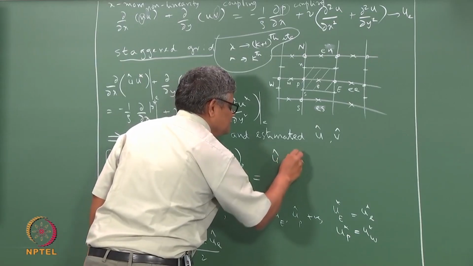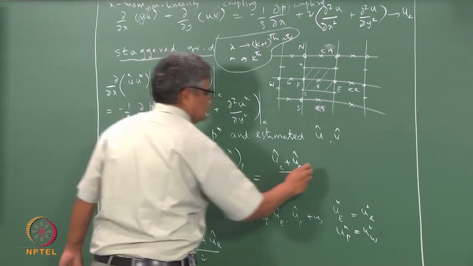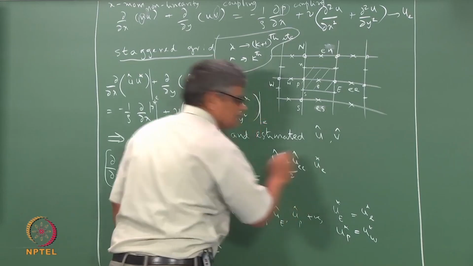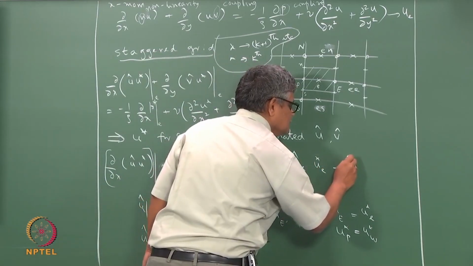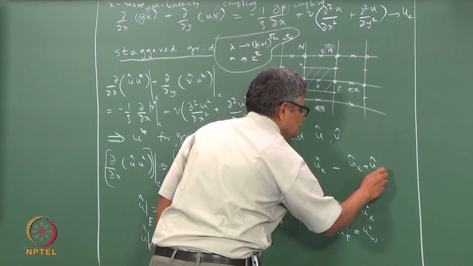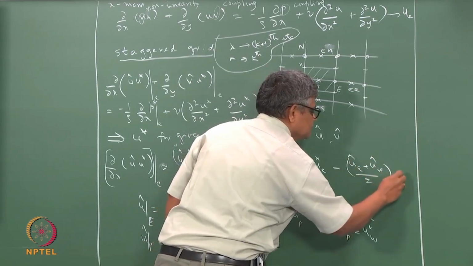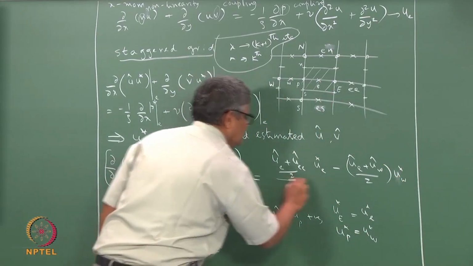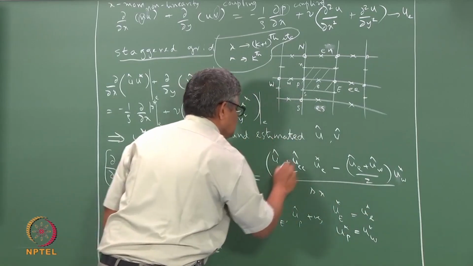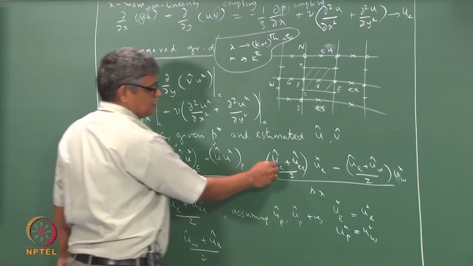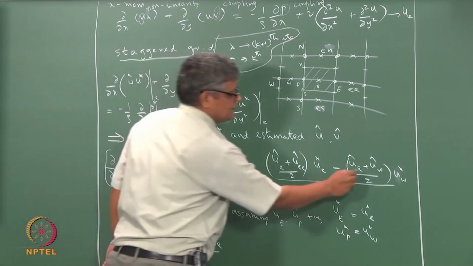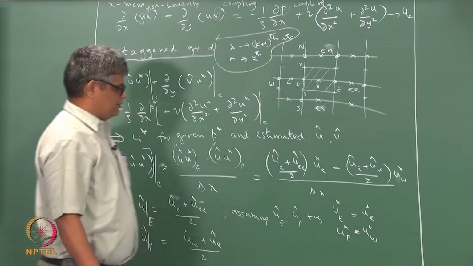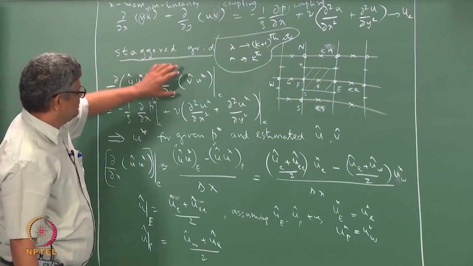In this way we can fix this thing, and we can write this as u hat E plus u hat EE by 2 times u star of E minus u hat E plus u hat W by 2 times u star W, divided by delta x. This is a known value, this is a known value, this is what we are trying to find out, and this is the neighboring value that is coming here. So in the same way we can come to this equation here.